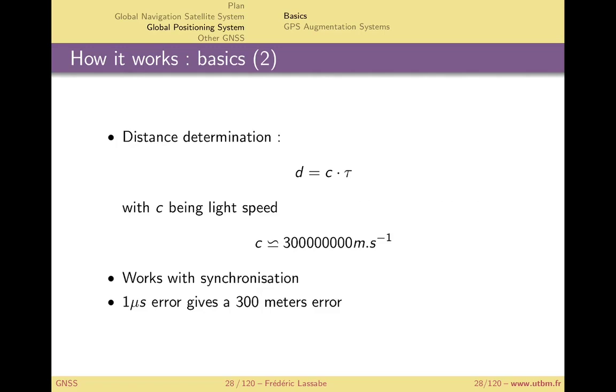So how does it work to get the distance between satellite and GPS chip? You multiply the time it took to go from the satellite to the GPS chip for the signal by the speed of light, c. So this time must be precise, because if you deviate by 1 microsecond, you already have 300 meters error. It's huge for positioning. So that's why you need synchronization in the operations.